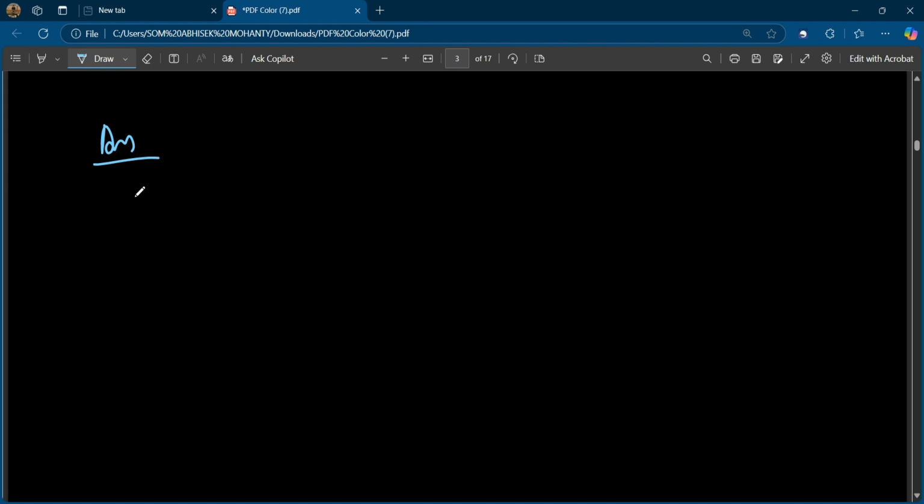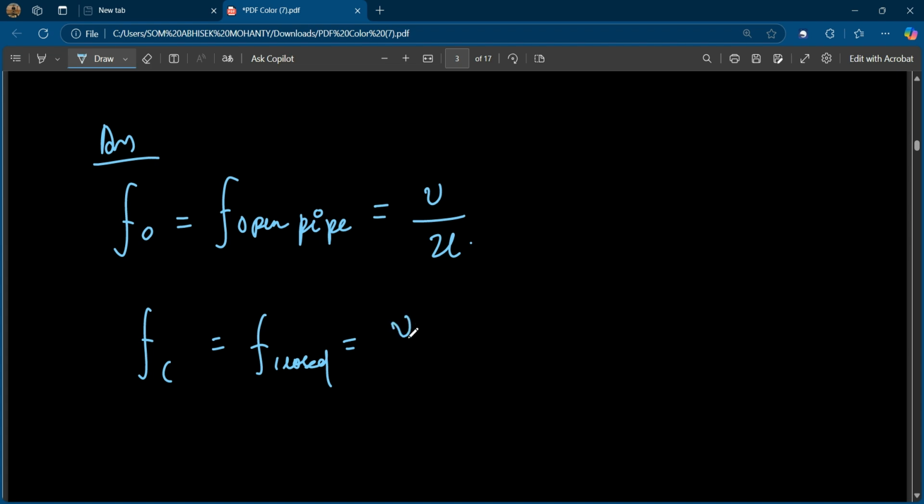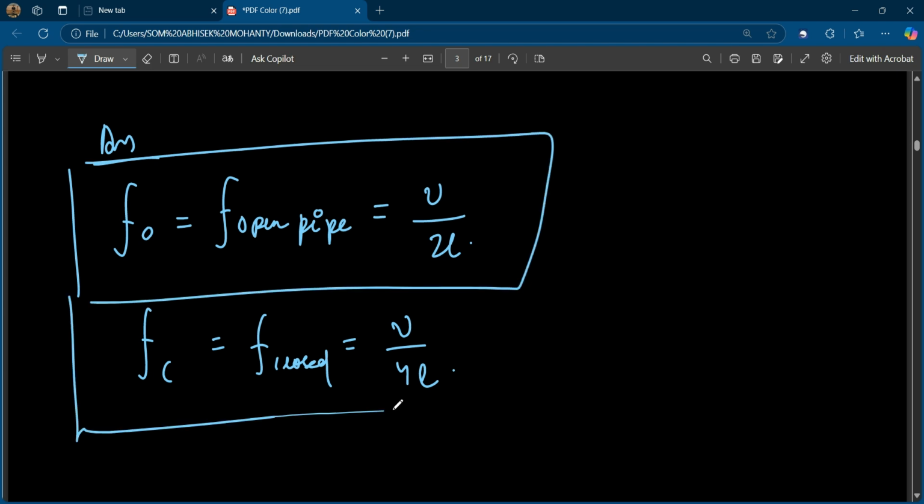If you haven't, see, open pipe. Frequency of open pipe, F open, is V by 2L. Sorry, it's 2L. V by 2L. Frequency of the closed pipe, F closed, is equal to V by 4L. Please remember this too. Open pipe is V by 2L, closed pipe is V by 4L.